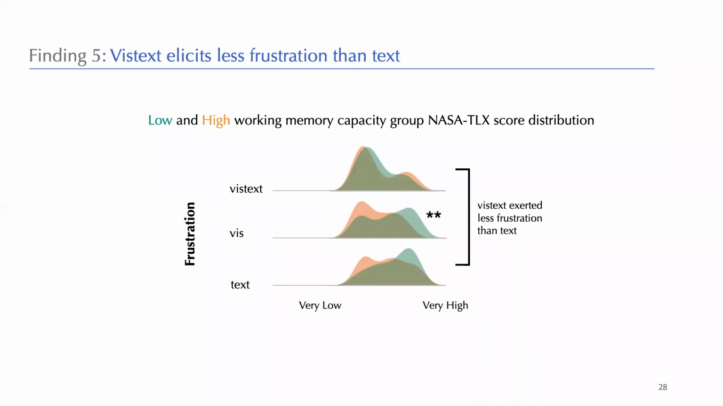When looking at the NASA TLX responses, we did not see any differences across the effort or mental demand subscales of the NASA TLX, which are the most relevant to our research question. However, we did see an effect of presentation format on frustration. Overall, people, both working memory groups combined, who saw Vistext reported feeling significantly less frustrated than those who saw text alone.